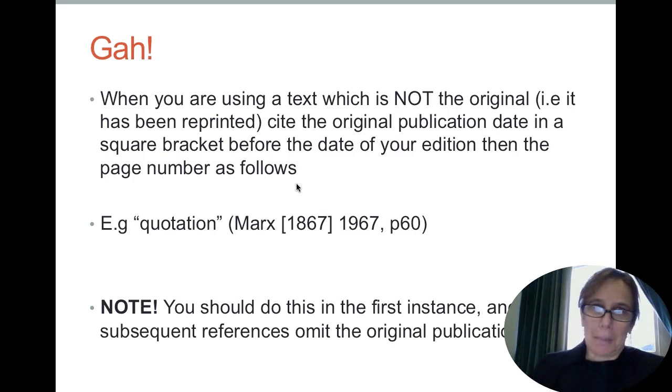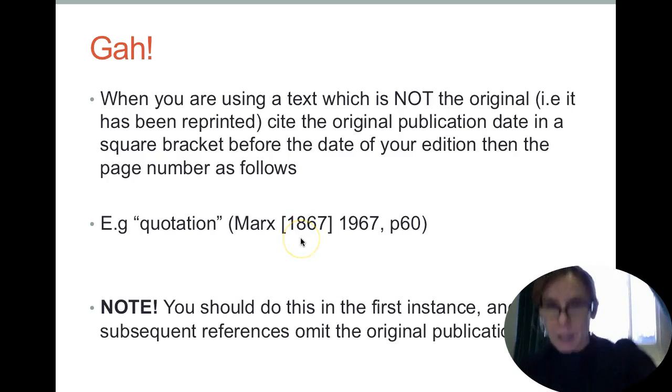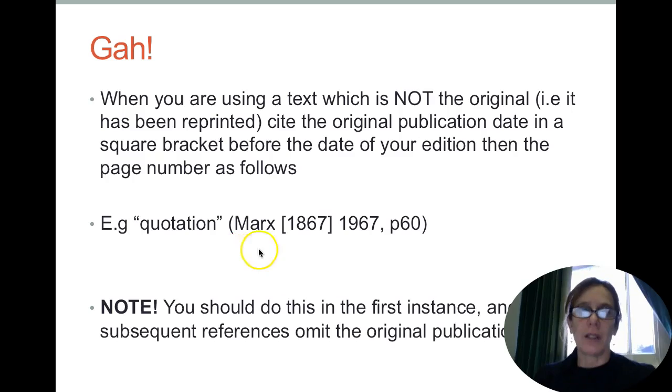Just to make life a bit more difficult, if you're using a text which has already been published a long time ago, and this is Karl Marx, obviously published 1867, but there have been updated versions of this. So what you need to do is acknowledge when it was first published in the square brackets, and then put the most recent reprint or update. Please note, if you do this, you only do it once, and then in subsequent references you don't put the square brackets, you would just say Marx 1967. But in the first instance, that's what we do.